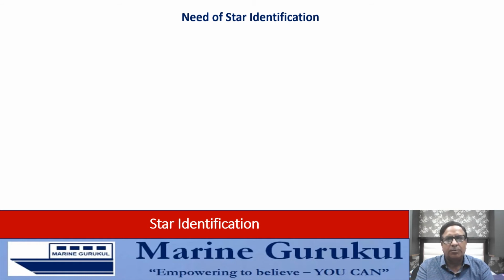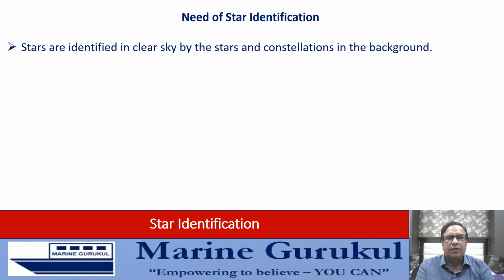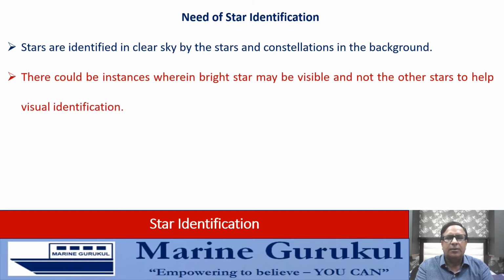Now, of course, we need to know which star or planet we have observed to be able to use the observation for fixing our position. Now, normally the stars can be identified in a clear sky by the other stars and the constellations in the background. So visually, you can identify the stars if the background stars and constellations are visible to you. However, there can be situations in which the bright stars may be visible, but not the background stars or the constellations.